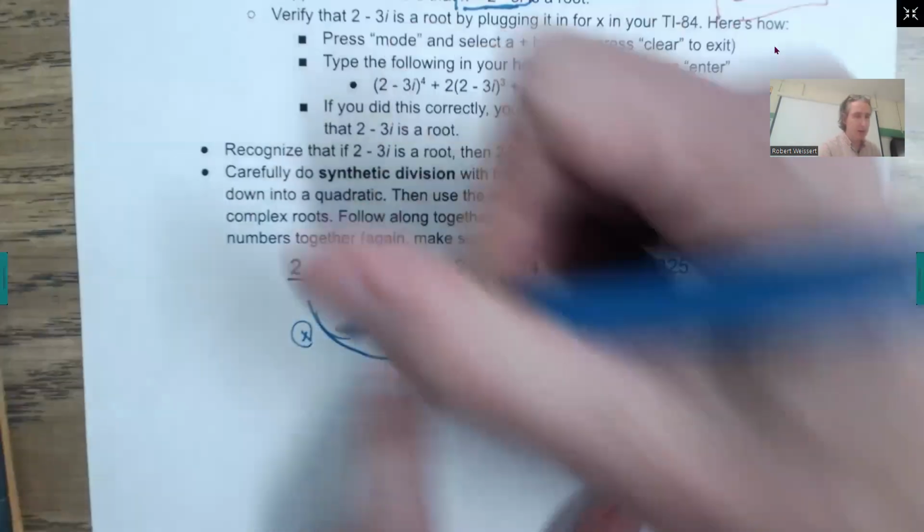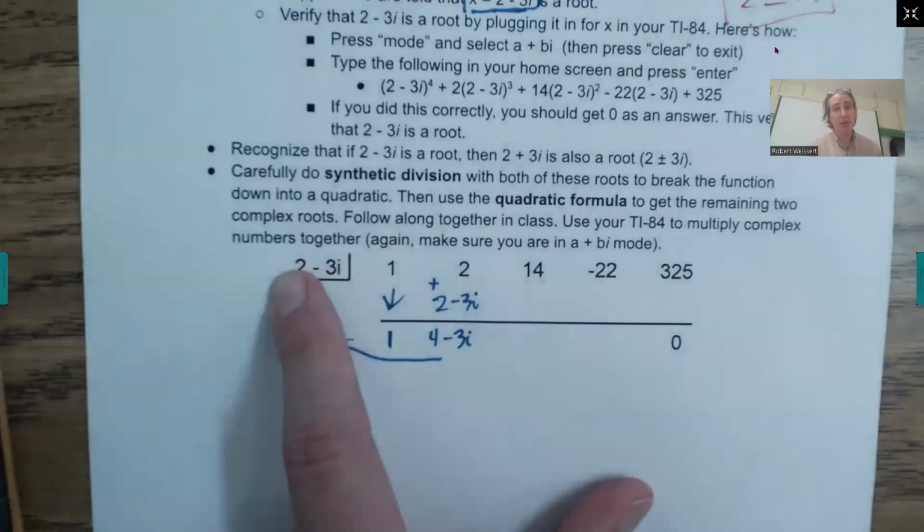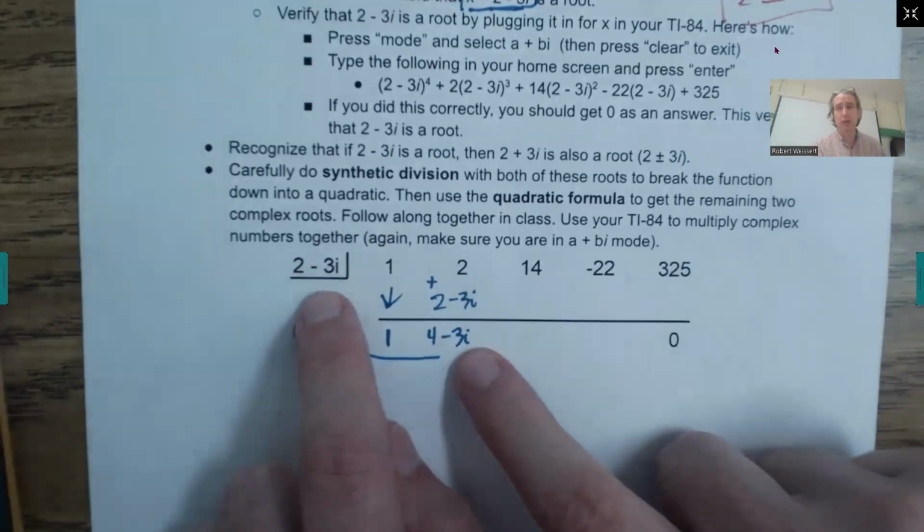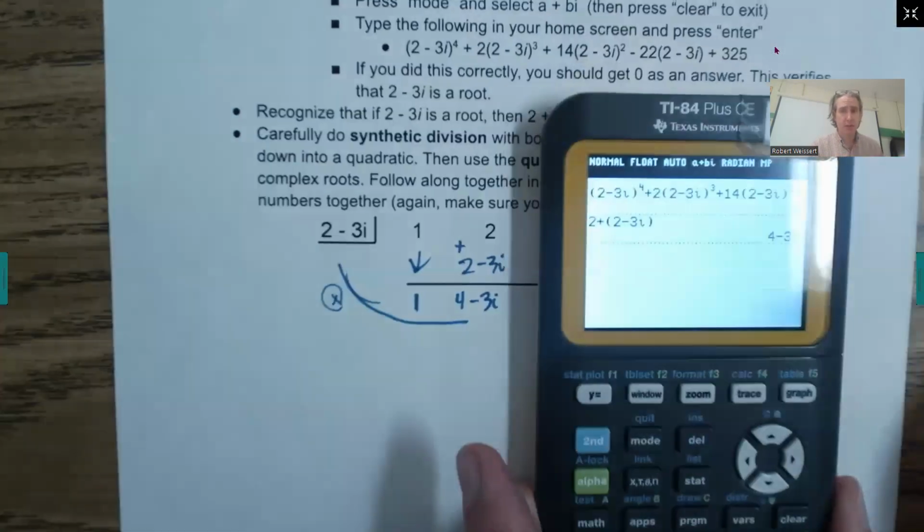I got to times that by 2 minus 3i. Now, that can be done by hand. That's another lesson. I'm not going to teach that by hand, but you can certainly look at how to multiply those by hand if you're interested. I'm going to go straight to the calculator for this one, guys.